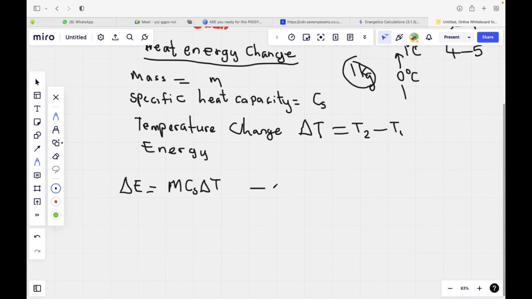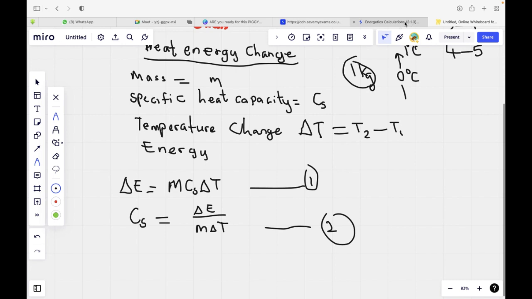So I can call this equation 1. And then if we want to find the specific capacity from an experiment, we make it the subject of the formula. So this Cx will be the change in energy divided by the mass times the change in temperature. So this one is divided by mass and temperature. So this will be our second equation for this heat energy calculation in chemistry.